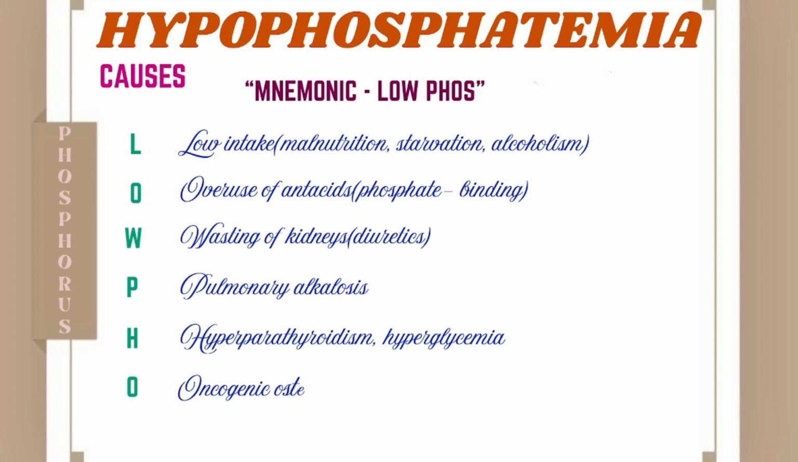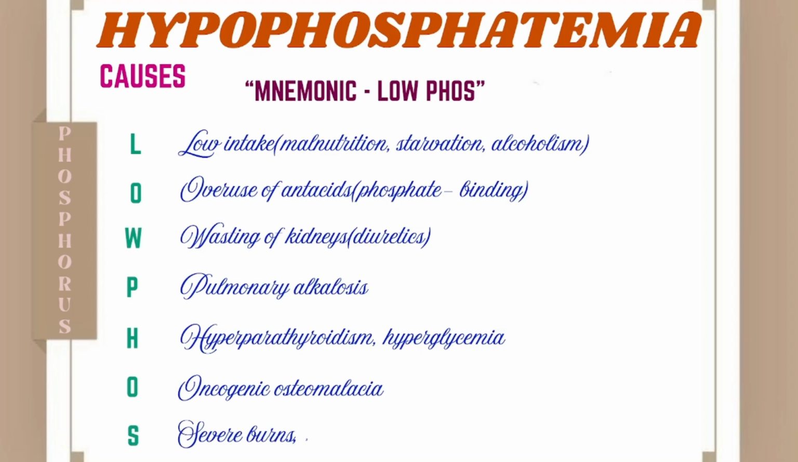O stands for oncogenic osteomalacia. Oncogenic osteomalacia is a tumor which secretes a hormone, and this hormone causes severe phosphorus loss from the body, resulting in decreased phosphorus in the body. Means from kidneys there is increased excretion of phosphorus due to a hormone which is secreted due to the tumor, that is called oncogenic osteomalacia.